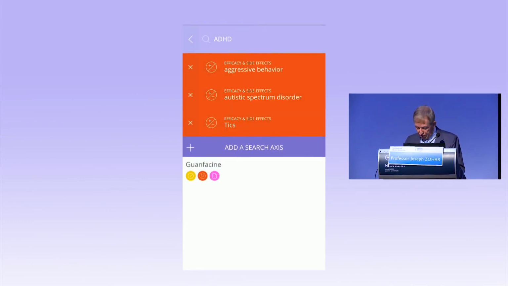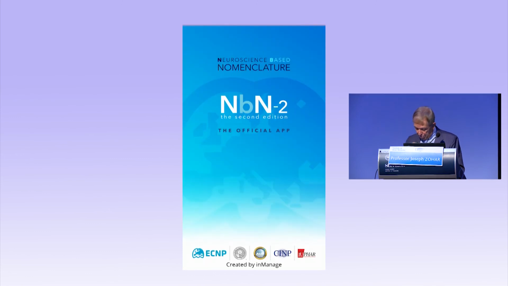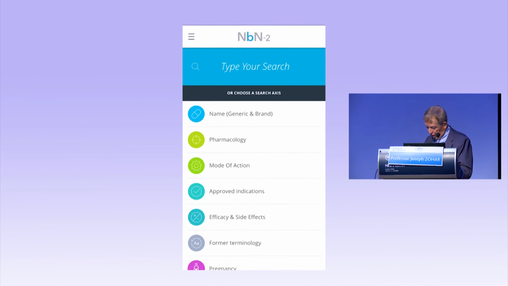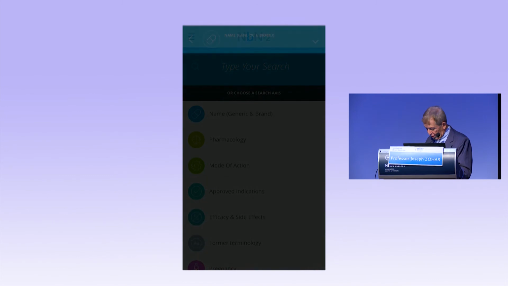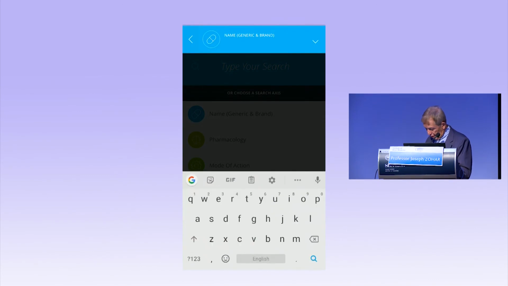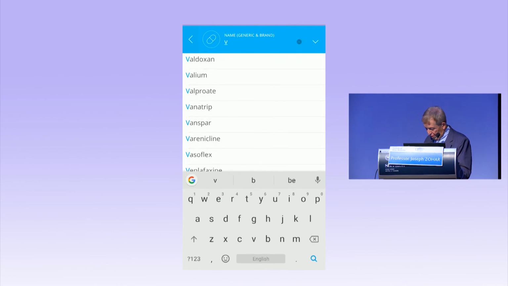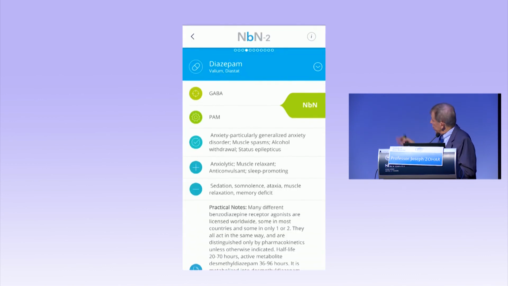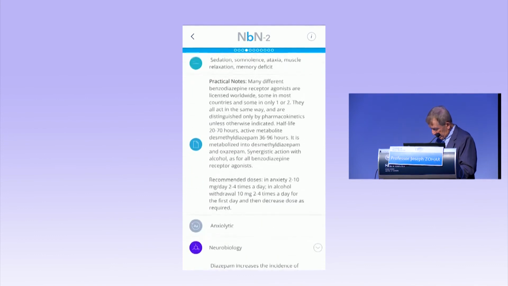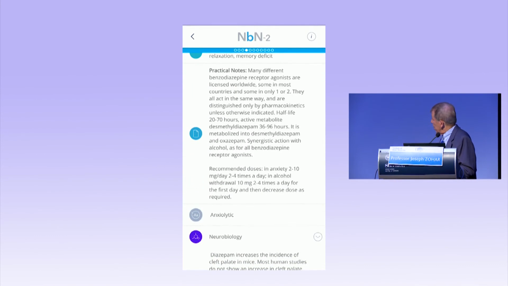Just before I finish, let me give you another example. We are switching back to NbN and adult. And let's say we are looking at one of the medications that we many times use in case of panic. And let's say that we'd like to look at one of the benzodiazepines. And then we look at this. And then in the practical note, we got something that I think helps us to understand better.